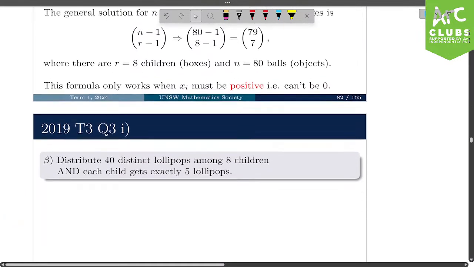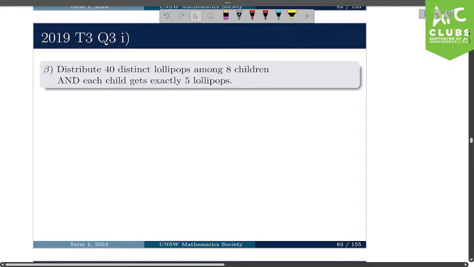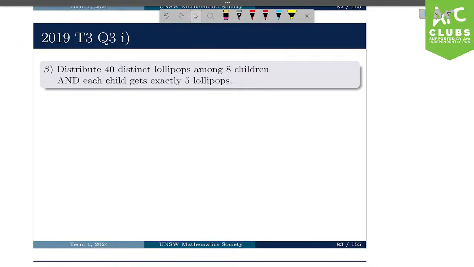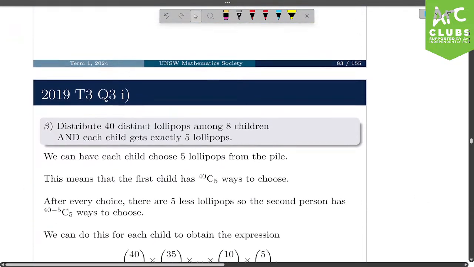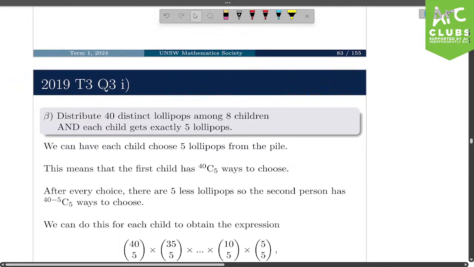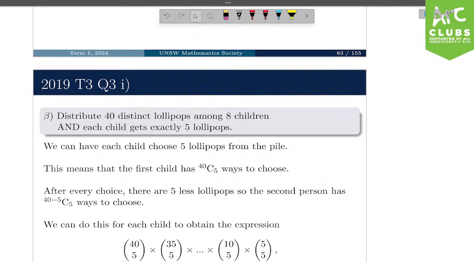All right. So now we're moving on to part beta, which is we distribute our 40 distinct lollipops among the 8 children, such that each child gets exactly 5 lollipops. So how do we do this? We can have our children in order pick the lollipops one by one. So we have our first child. Since they pick 5 lollipops, they can pick 5 lollipops out of the 40, which by definition is 40 choose 5. And then after that, we have the second child pick from the remaining lollipops.